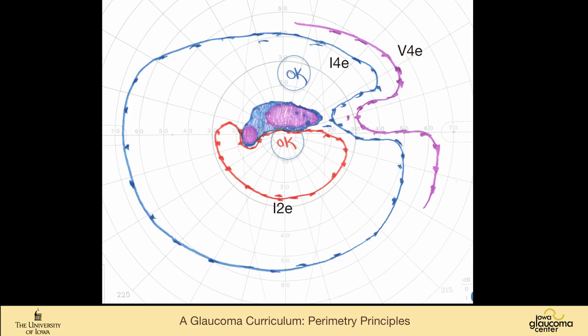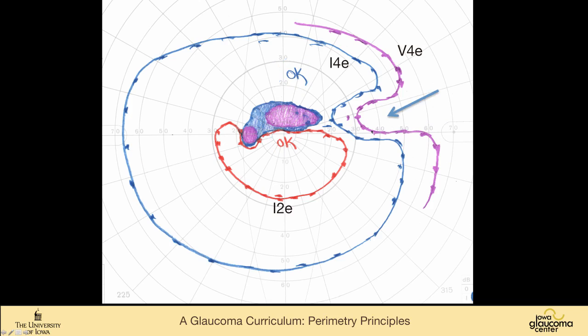These OKs refer to the fact that suprathreshold testing was done here. So using the 1-2E target, the perimetrist tested inside this area to make sure that they weren't missing a scotoma in there, and used the blue, the 1-4E, to test in this area to make sure that there was not another scotoma.